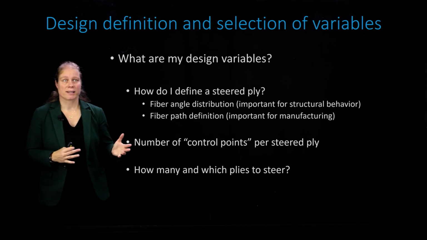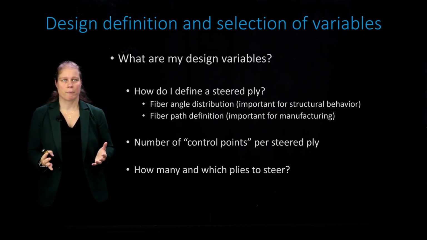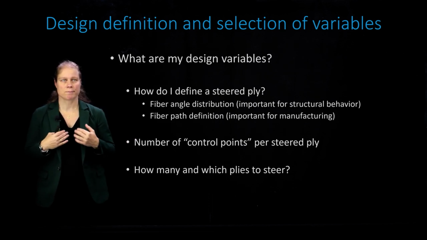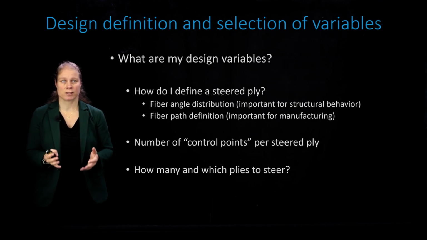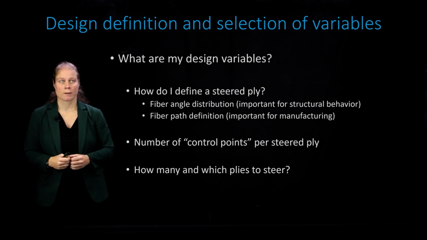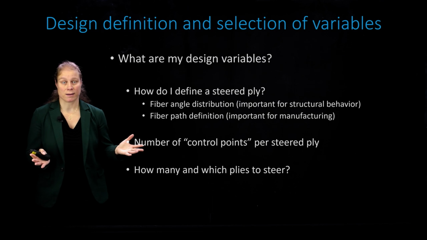So in the next couple of slides, I will talk about how I came up with the design variables. How did I use my engineering knowledge to define these variables and make sure that I had an optimization problem that actually was doable? So the first question I asked myself: how do I define a steered ply?